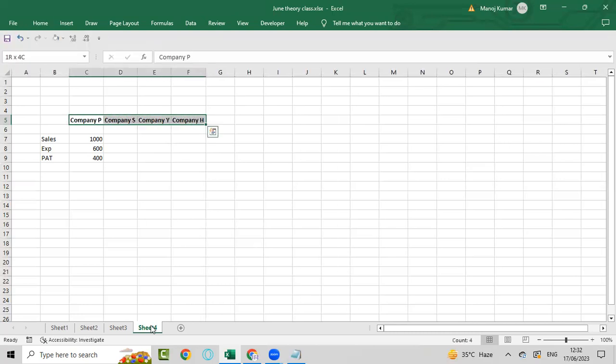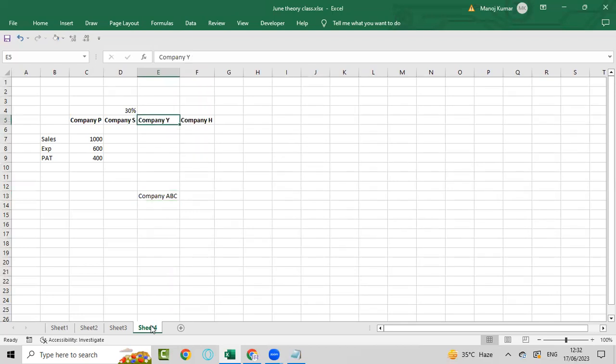Company P is the parent company, main company, right? Company P has, let's suppose, 30% stake here. And this is a joint venture with some other company, company ABC. This company is a joint venture between company P and company ABC. Here company P has, let's suppose, 50% stake. And in this we have 70% stake. Okay.